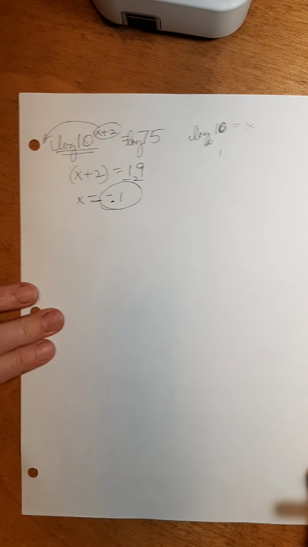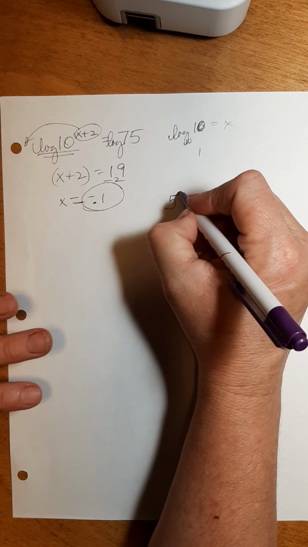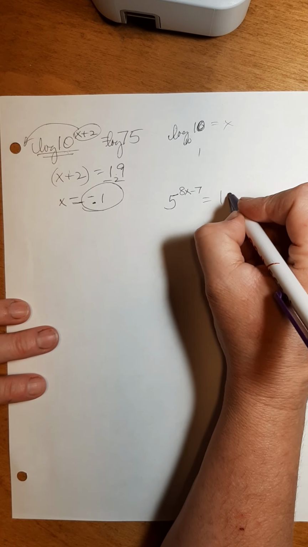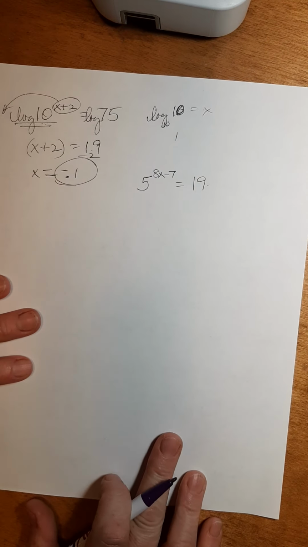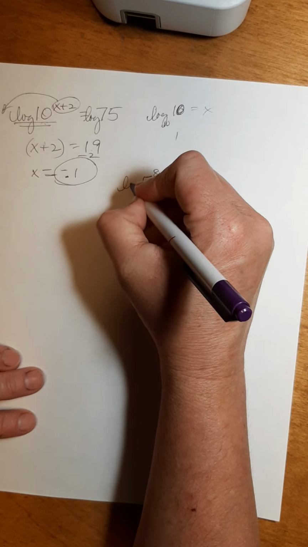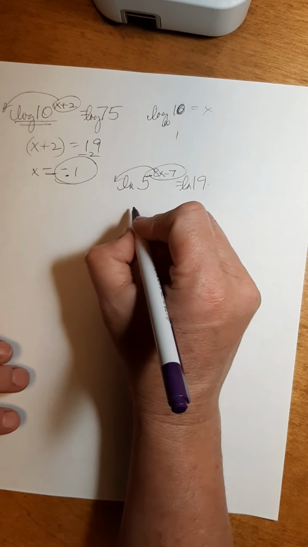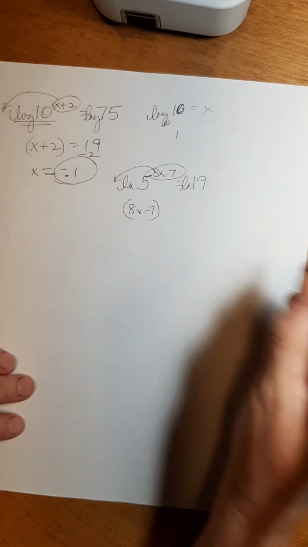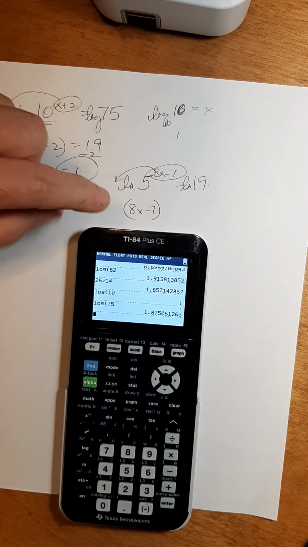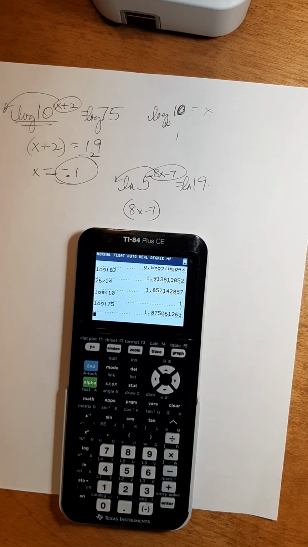Now, what I was about to say. Let's say, I don't know, 5 to the 8x minus 7 equals 19. Now, with one like this, you could take the log of both sides, but you could also take the natural log of both sides. Now, I know you're wondering, what's the difference? Well, the only difference is, since log is base 10 and natural log is base e, or 2.71, the decimals aren't as small, so sometimes they're a little bit easier to deal with.